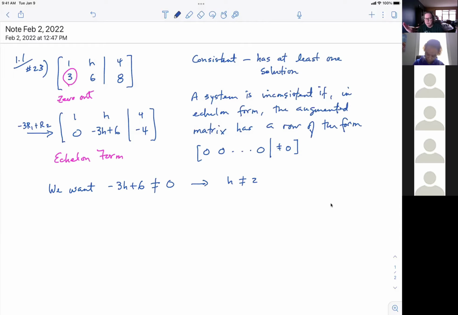Because the system is either consistent or it's inconsistent. And for this system to be inconsistent, this would need to be a 0, which happens when h is 2. So we don't want h to be 2.